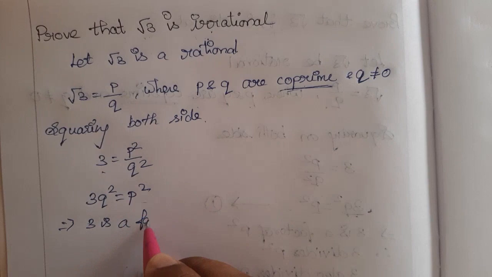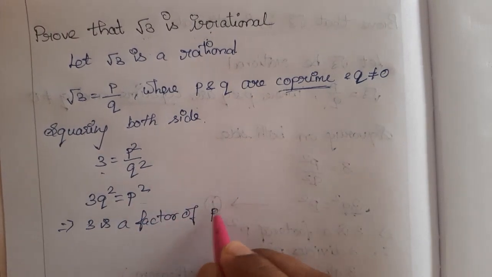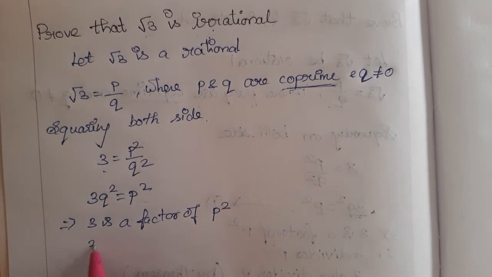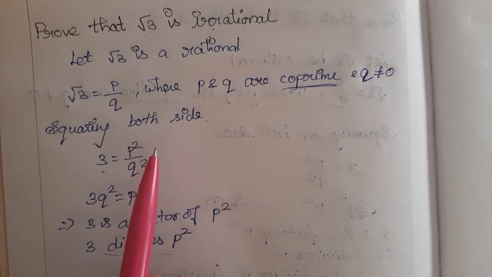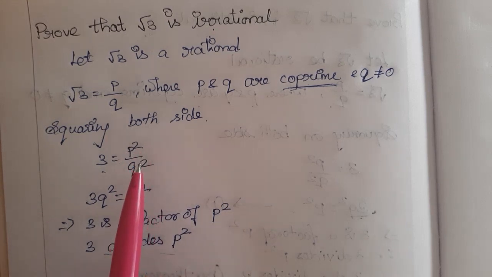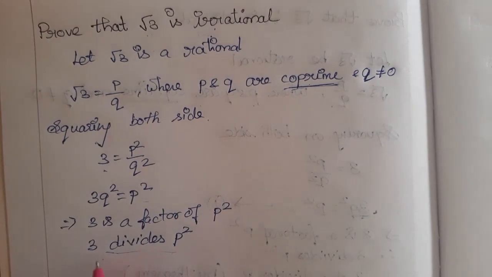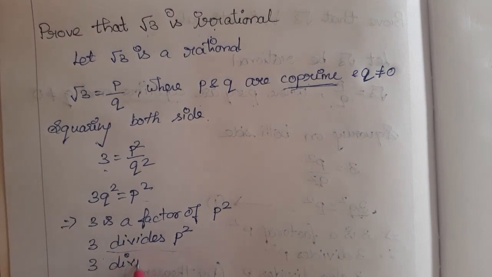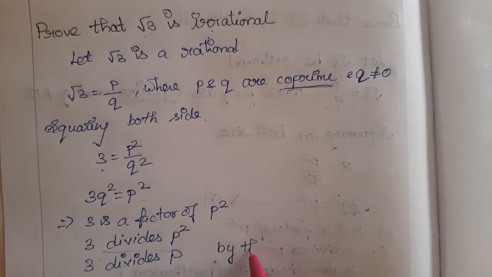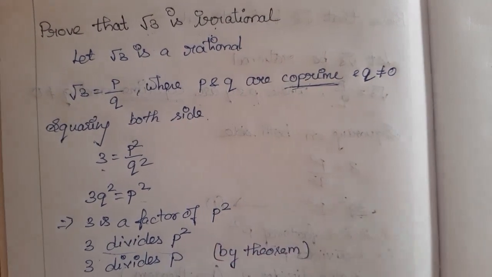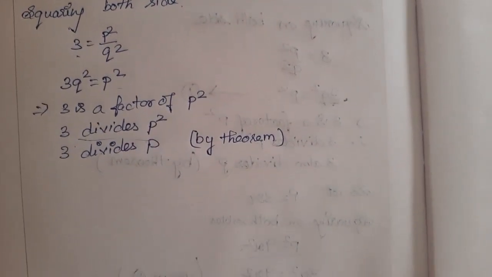3 is a factor of P square, right? Then 3 should divide P square. By squaring, we can say the previous theorem that we have seen comes into play. That's why we are squaring here, right? Because the theorem says if P divides A square, then it also divides A. So here 3 divides P square, then 3 also divides P, by the theorem.